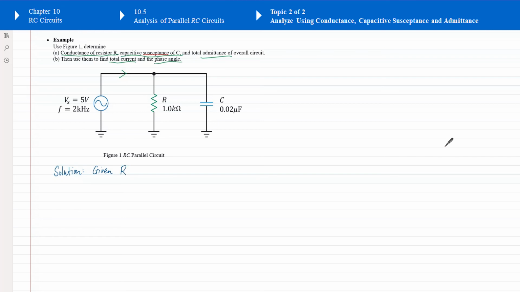the resistance R equals 1.0 kilo ohm. From here, we can find the conductance G. G is the inverse of resistance, so it is 1 over R. R is 1.0 kilo ohm, so here is 1. If you remember, the unit for conductance is Siemens, so this is 1 millisiemens.